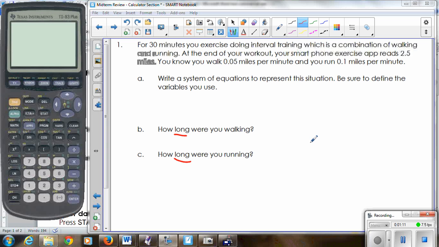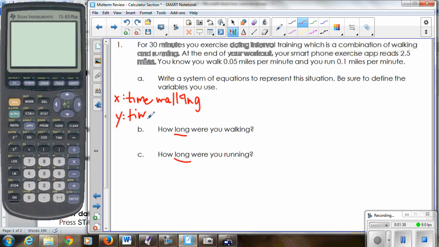So the question again is asking how long were you running and how long were you walking? So the first thing we need to do is identify our variables. So I'm just going to go ahead and let X represent the time walking. And Y is going to represent the time that we were running.